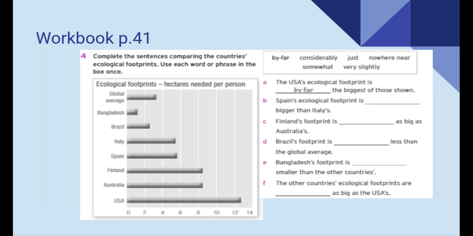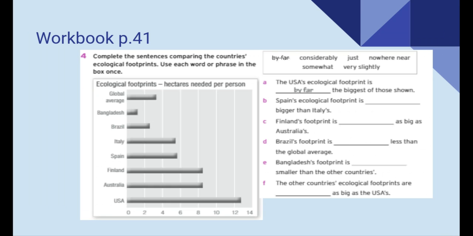Now, let's go to our workbook page 41. Please complete the sentences comparing the country's ecological footprints. Use each word or phrase in the box once. For example, we have letter A. The USA's ecological footprint is by far the biggest of those shown. We're using by far because remember that indicates a very big difference.